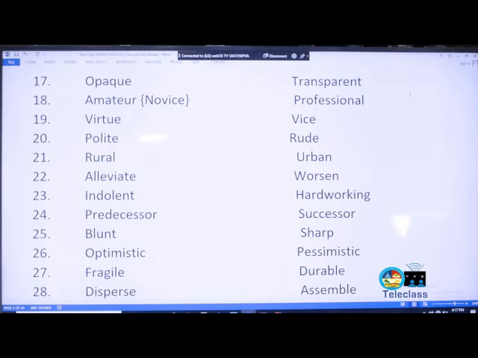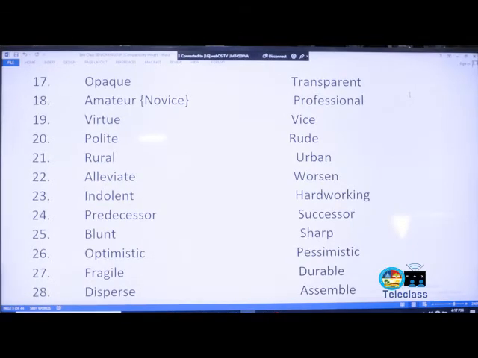The next one is predecessor. What does predecessor mean? That word pre means before. So predecessor means before another person comes. So if someone's father was a king, when the man dies, the father becomes predecessor, then the person that is replacing him becomes his successor. So the opposite of predecessor is successor.